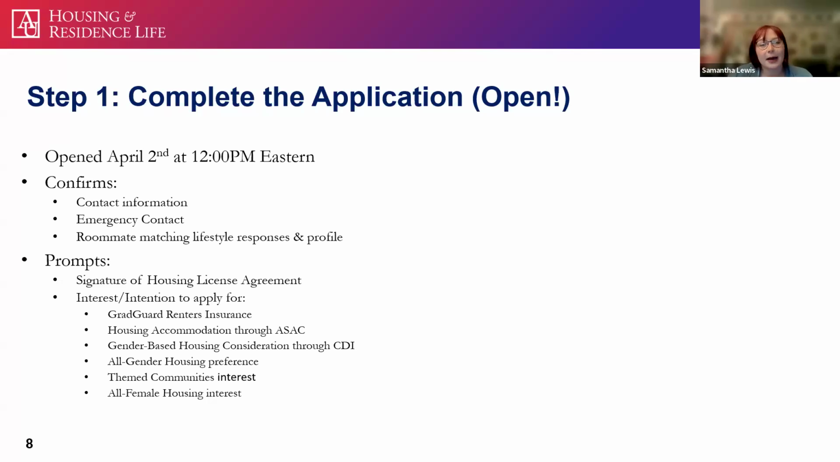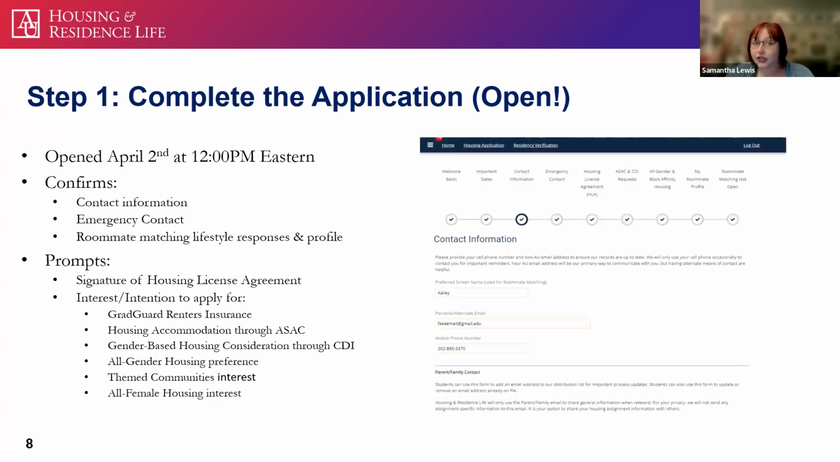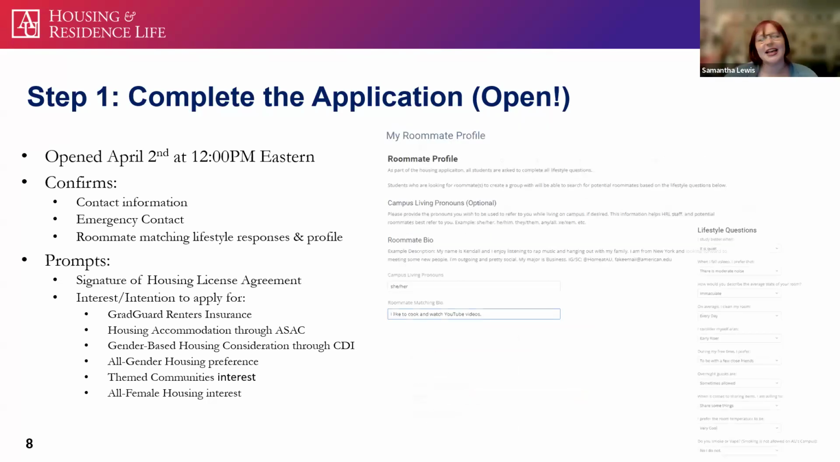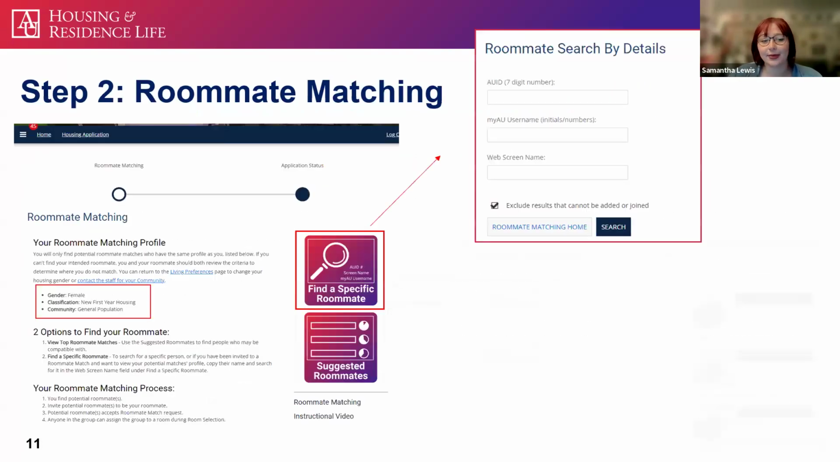So the first step of the application is to complete the application. As I stated, it opened on April 2nd at 12. This confirms your contact information and emergency contact information, and then you can fill out your roommate matching questionnaire. That's like, "I like the room cold at night. I am a night owl," all that stuff. And then you'll also be prompted to do a couple more things, like signing the housing license agreement.